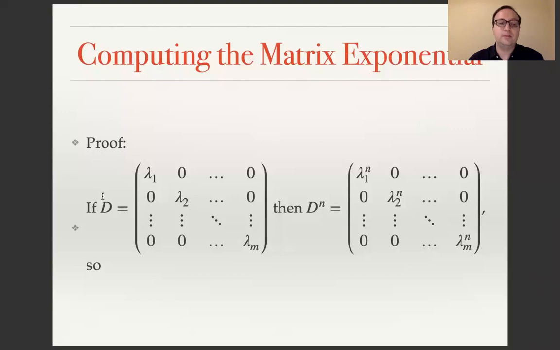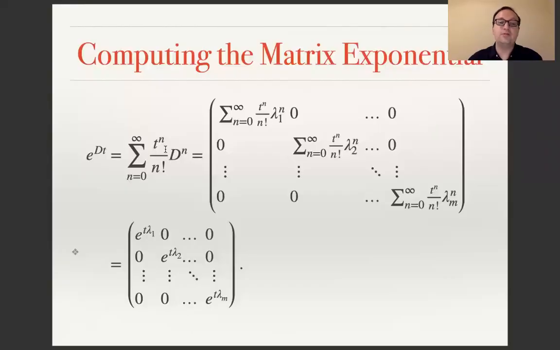So how does one see this? If D is a diagonal matrix that has the numbers lambda 1, lambda 2, up to lambda m, so it's an m by m matrix, which has these m numbers on the main diagonal and 0 everywhere else, then by taking its product with itself n times, you can see that D to the n is again a diagonal matrix that has lambda 1 to the n, lambda 2 to the n, up to lambda m to the n on the main diagonal, and 0 everywhere else.